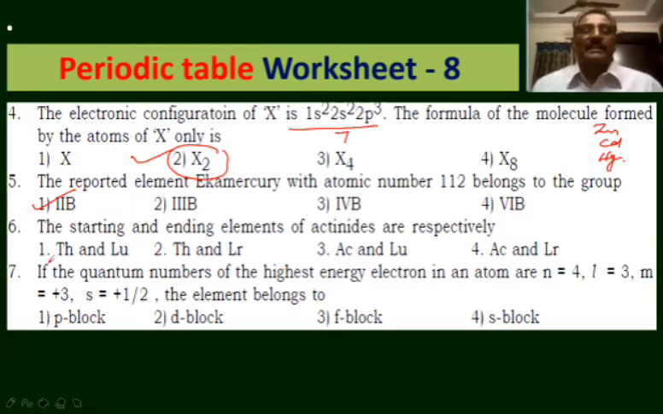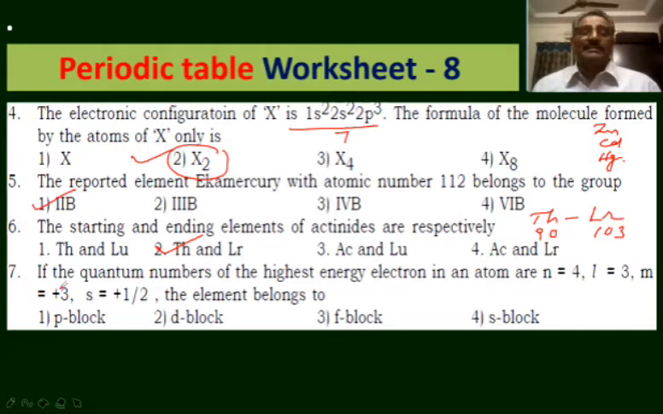So first option is the right option. Next, sixth question. The starting and ending elements of actinides are respectively dash. You know that actinides start from thorium and end with lawrencium. Thorium to lawrencium. That is, second option is the right option. That is the elements with atomic number 90 to 103. So second option is the right option here.